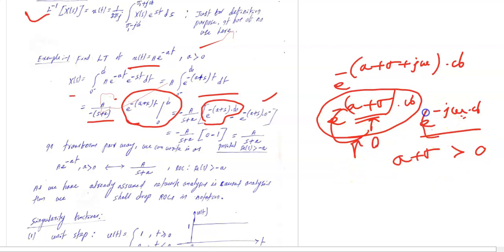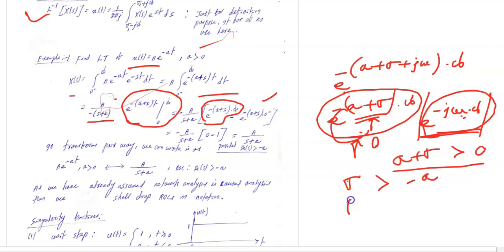I am not talking about the other term. If you take its magnitude, it will always be 1, so I am not interested in that term. This term will always be 0 if this condition is satisfied, which means sigma should be greater than minus a. What is sigma? The real part of s should be greater than minus a. That we call the ROC, the region of convergence.